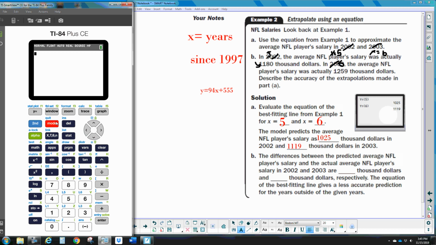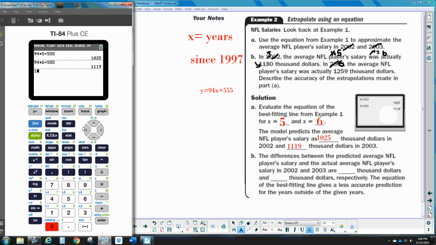And I can do that just using my calculator. So if I go back to my main screen, I'm going to use my equation, 94 times 5 plus 555, and 94 times 6 plus 555. Okay, so that's how I got those values. Now in part B, it says the differences between the predicted average NFL player salary and the actual average NFL player salary in 2002 and 2003. So we need to find the actual difference.